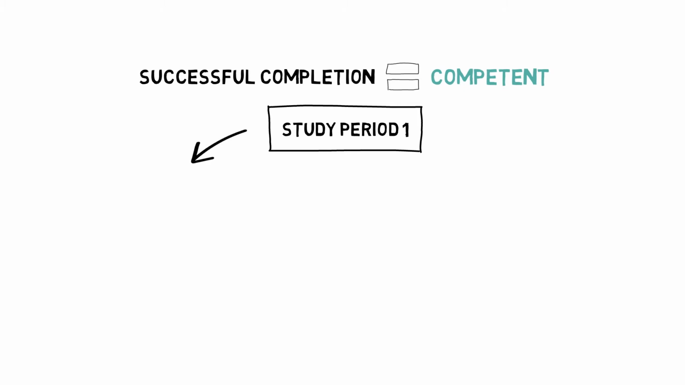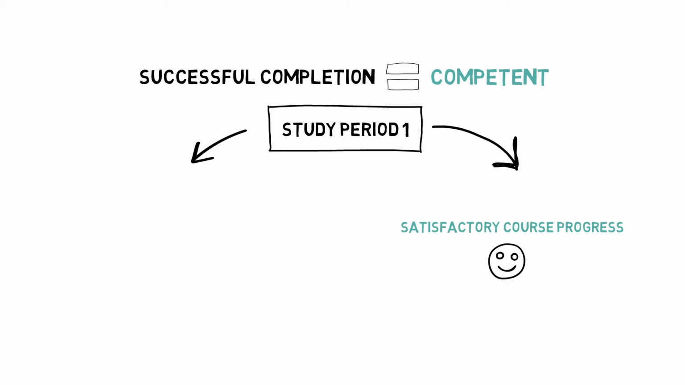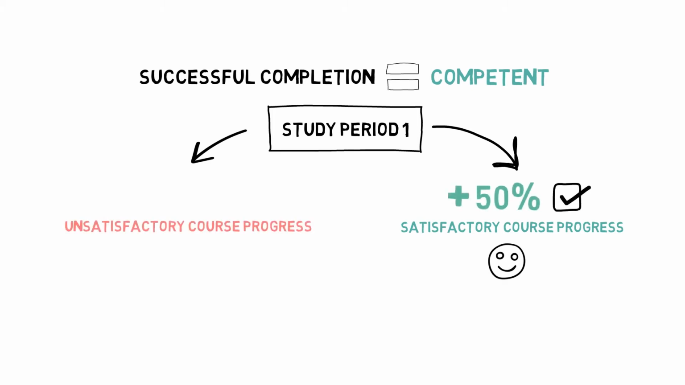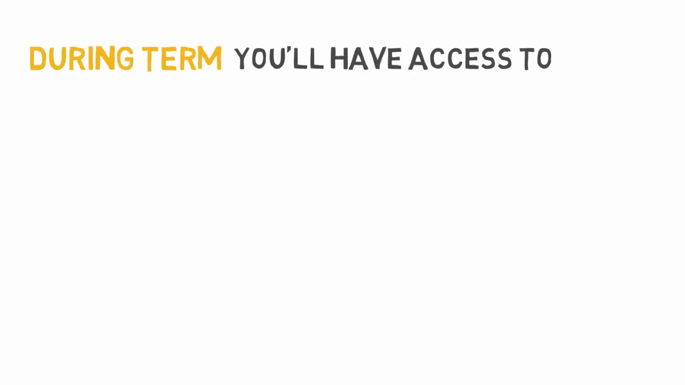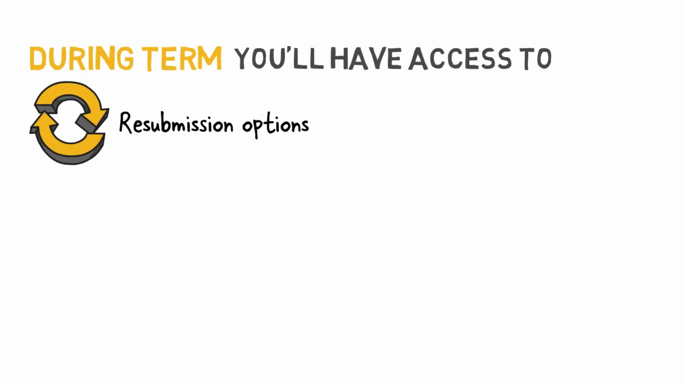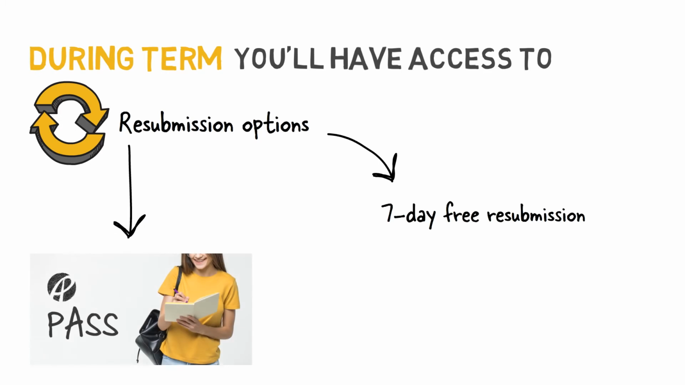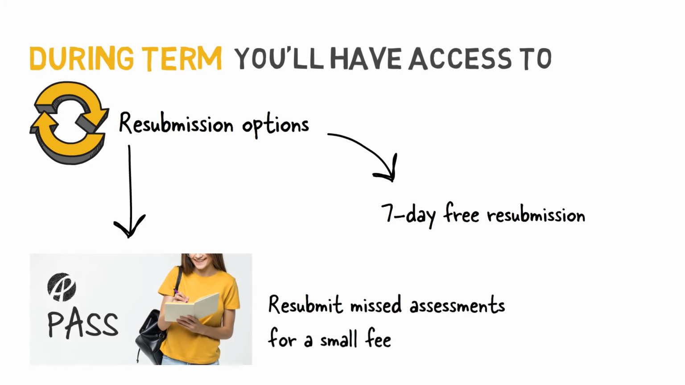Each term, you have two possible outcomes. You may have satisfactory course progress, successfully completing 50% or more of your subjects, or unsatisfactory course progress, successfully completing less than 50% of your subjects. During term, you'll have access to various resubmission options, including 7-day free resubmission for genuine attempts of your current term assessments, and also Pass, where you can resubmit any missed assessments from your current course for a small fee.